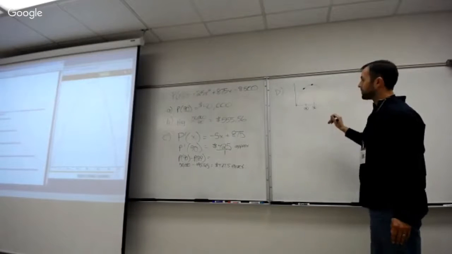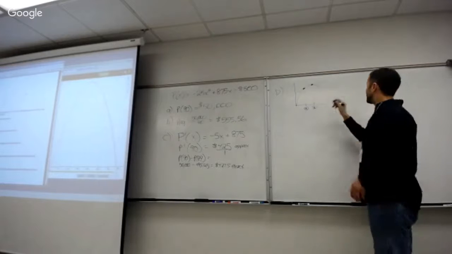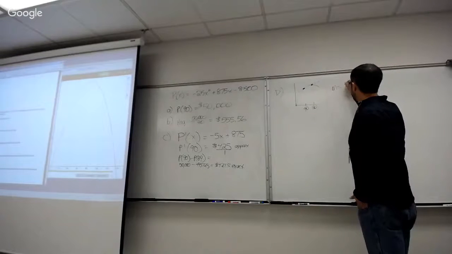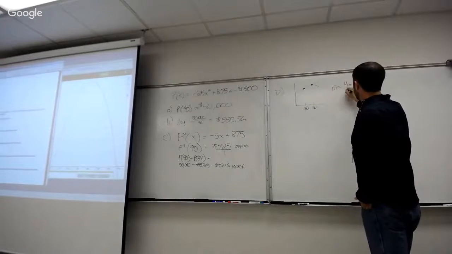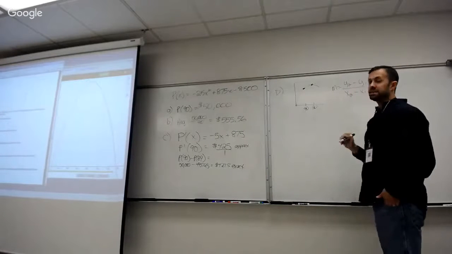So what are those 2 coordinates? We want to find a slope. We're going to use the slope formula, y2 minus y1 over x2 minus x1. So we need those 2 coordinates. What are they?